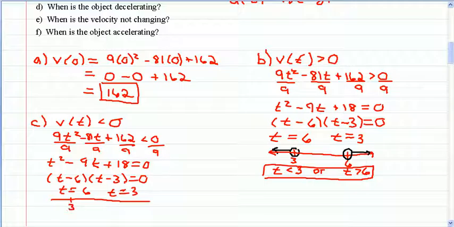So when I place these points on a number line, since we're looking for values that are less than 0, the values are in between. So the particle is moving to the left between 3 and 6. So 3 is less than t is less than 6.